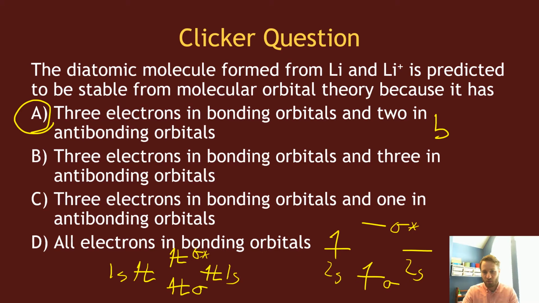This would have a bond order equal to 1/2. That would be the bond order of the lithium dimer cation, even though it's not asked for.